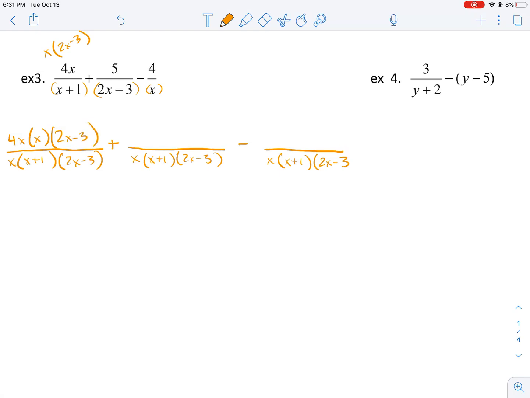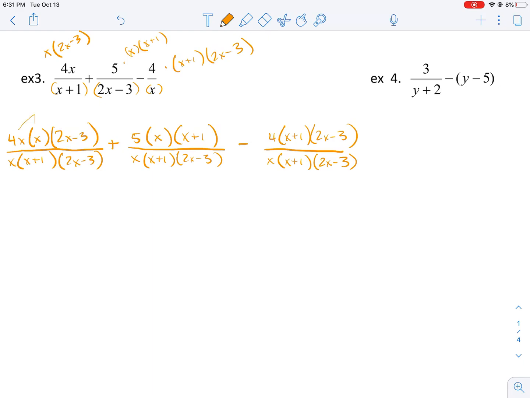Over here I got 5. That's going to be times x plus 1. And then finally over here, I'm missing all sorts of goodies. So 4 is going to get multiplied by x plus 1 and 2x minus 3. Bunch of nasties there. Oh man, that looks exciting.